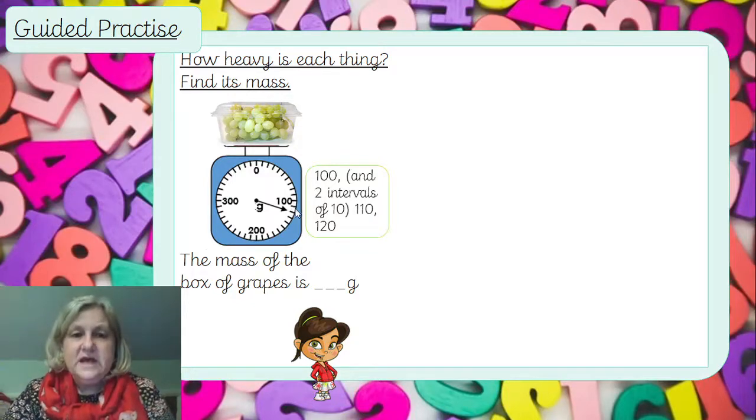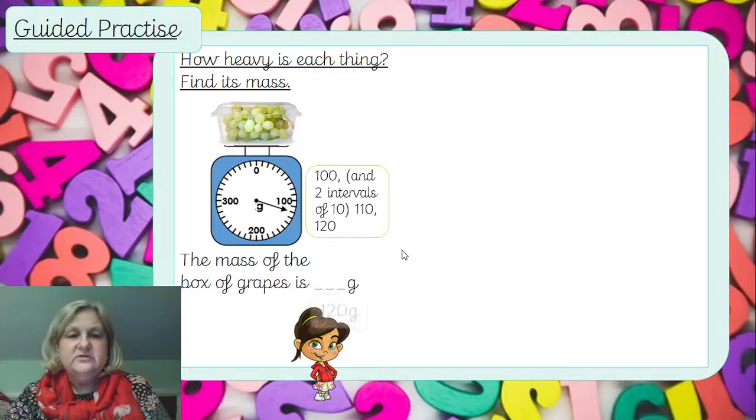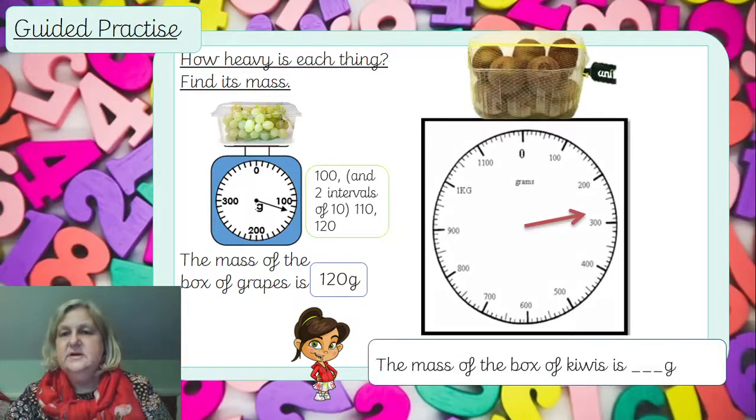So we've got 100 plus another 2 intervals here, and 200 was right down the bottom. So we'd say 110, 120. So the mass of the grapes is 120 grams. This is a big one coming up here.